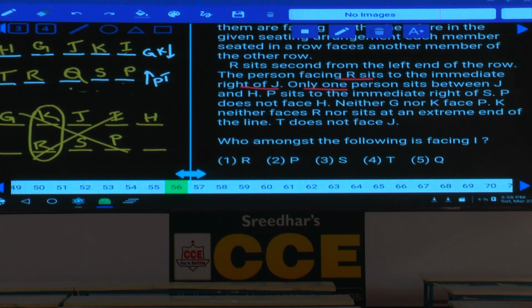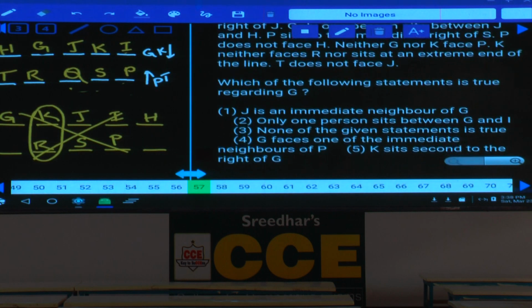Now this is about question numbers 91 to 95: 10 persons, 5 in each row, 5 facing towards south and 5 facing towards north. Who among the following is facing I? Tell me who is the person facing I here? P, that is choice 2.